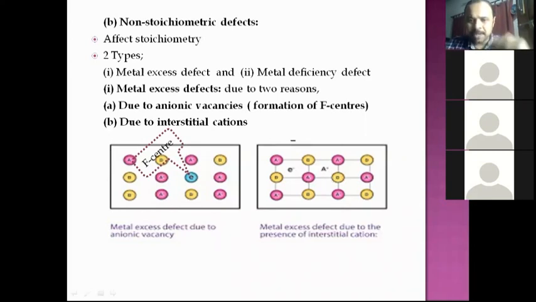For example, zinc oxide when heated decomposes to give zinc ions, oxygen escapes, and 2 electrons will be obtained, right? So 2 electrons will be occupied like that. One electron will be trapped in the zinc site itself. One electron will be trapped in the void space. That also can happen. Both can happen. In such cases also color will be induced, right? So this is about metal excess defect due to anionic vacancy, fewer anions, due to extra cations, meaning excess metal ions, right?